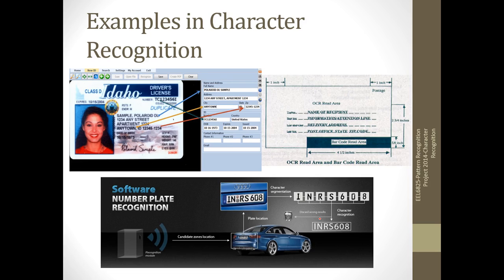These are some examples of character recognition used in daily life. The first one is a driving license. The second is the one used for scanning of addresses in the postal department, and the last one is the scanning of number plates, where the photos are captured from traffic lights.